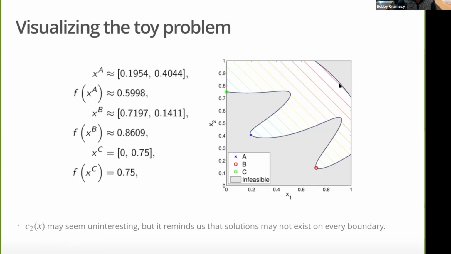And the gradients here are the objective. The objective is linear, so you clearly want to be as close as possible to the binding constraint. And the best of these three local solutions is the blue one. The blue one is A. It gives the smallest value of the objective, which is 0.6.